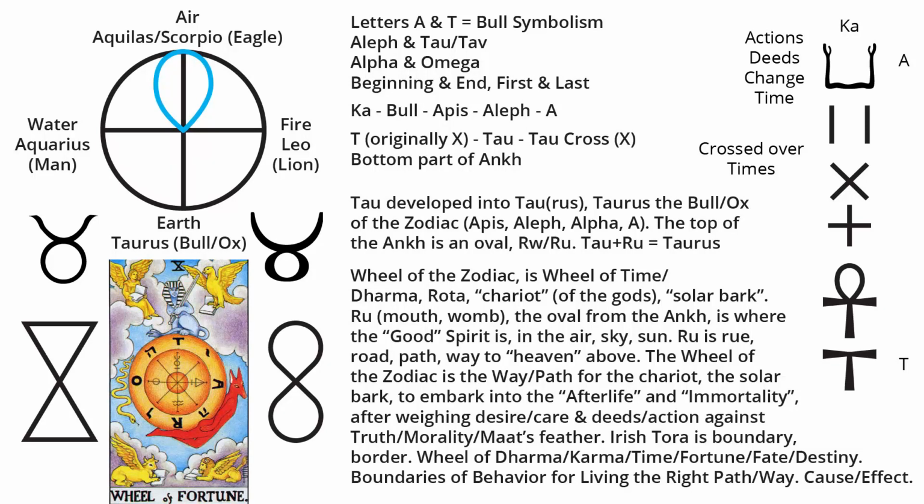So the Tau developed into Taurus, the bull ox of the Zodiac. So we have the Apis bull, an Aleph, an Alpha, an A. It's all related to the bull. And the Taurus sign is very important. Again, you have the Tau cross and the bull. The Taurus is at the bottom. That's why also, I didn't bring it in the previous presentations, but the bull belongs at the bottom with the lion on the side, and then the other side is the man, and then at the top is the eagle or air sign.